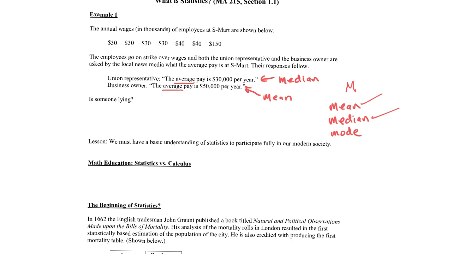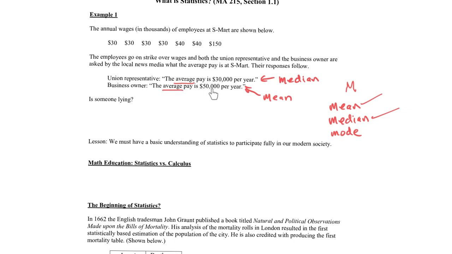So both of these statements are technically true, right? They're both technically true. So nobody is lying, but you could say maybe one of them is a better number in this case. You could say that although no one is lying, it could be a little misleading to say the average pays $50,000 a year, because really only one person makes that much. So if we're using average to mean a typical number, it's not a very good number to represent a typical number in this case.